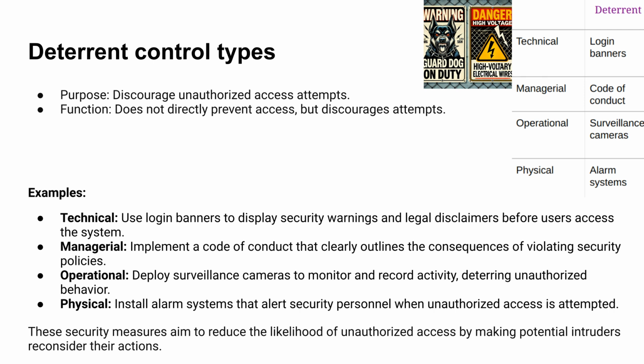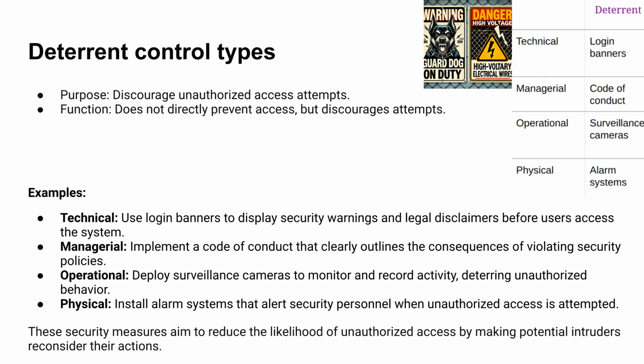Similarly, a clearly defined code of conduct can deter employees from engaging in behavior that violates security protocols. Visible security measures like surveillance cameras serve as another strong deterrent by making it clear that activities are being monitored. Additionally, the presence of alarm systems that trigger alerts in case of unauthorized entry can make intruders reconsider their intentions.